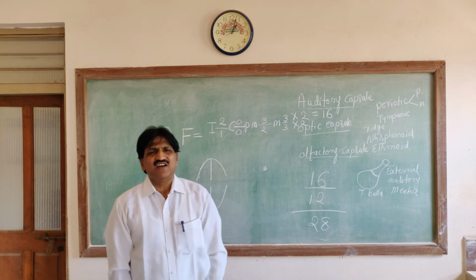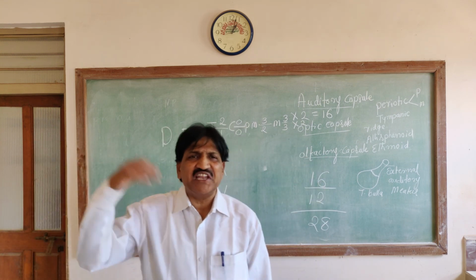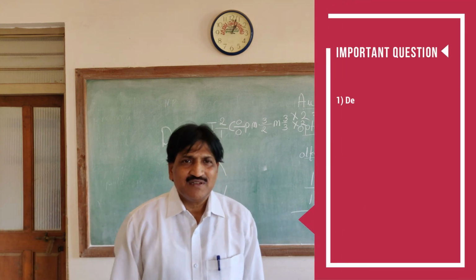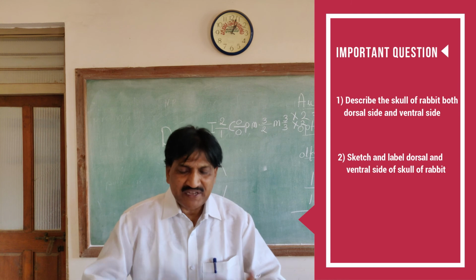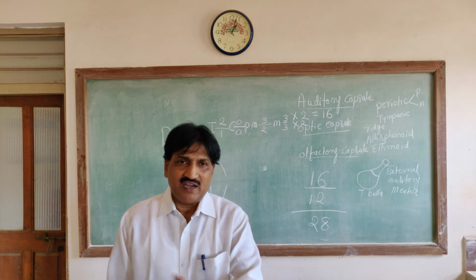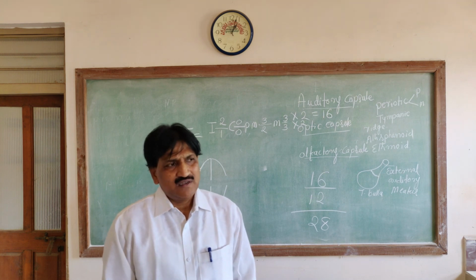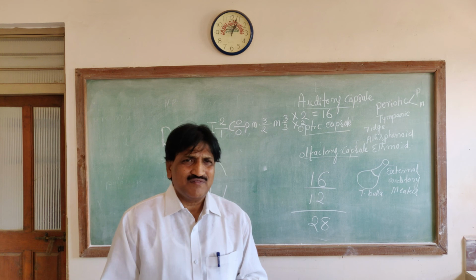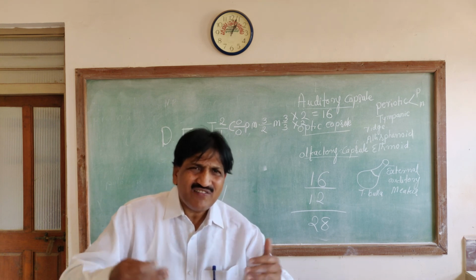That is the end of the skull of rabbit: cranial part, facial part, sense capsule. My dear students, next period I will take girdles, pectoral girdle and pelvic girdle. So what are the important characters for the mammals while studying the skull of rabbit?